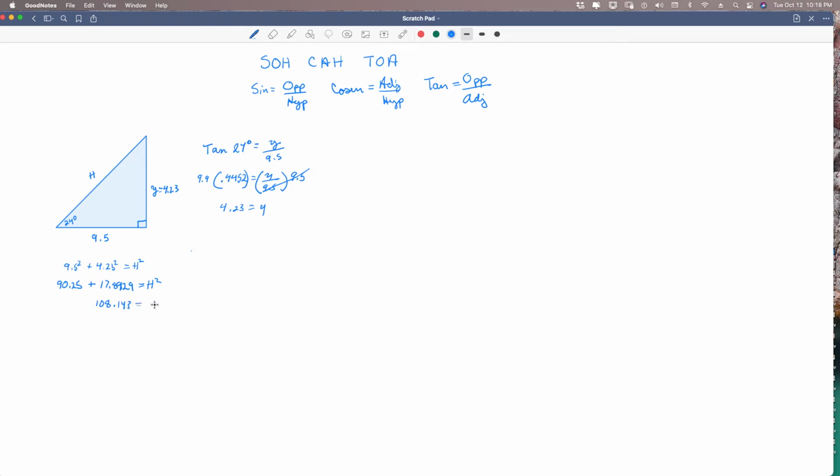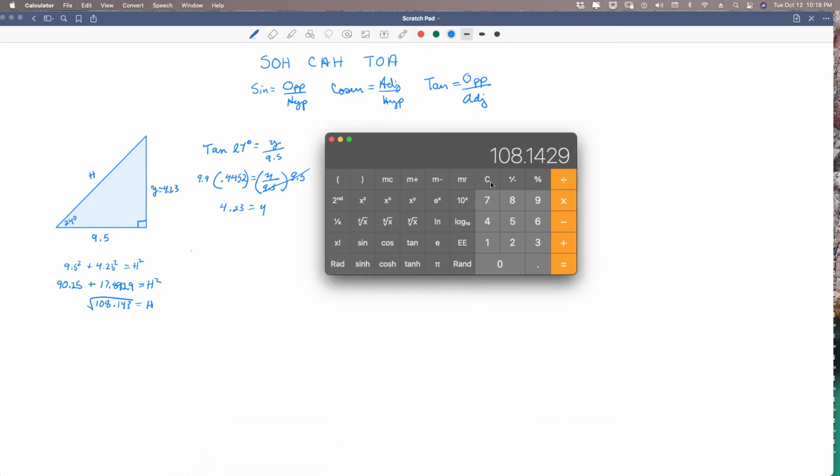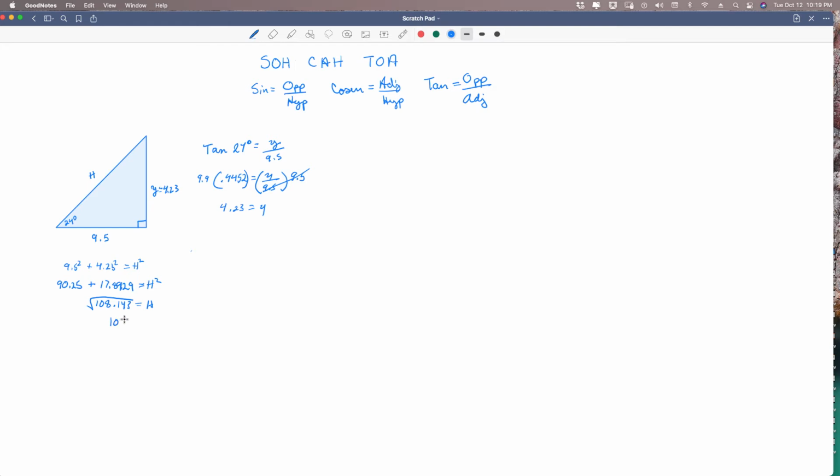108.143 equals h squared. I'm going to do the square root of it, so that I skip the step where I have the square and then take it off. I'm going to type the way I've rounded it, 108.143, and ask for the square root of that number. And I get 10.399. Because I have two nines here, I'm just going to round that to 10.4. So 10.4 equals h.